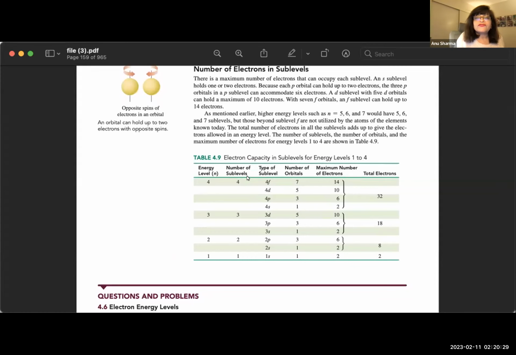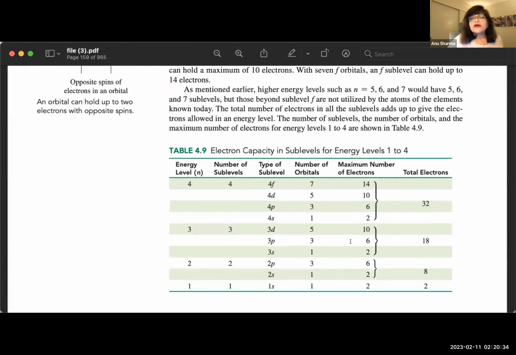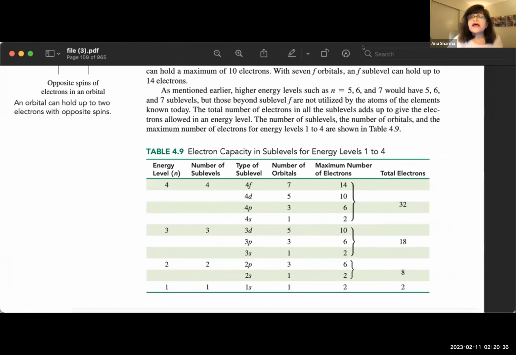Okay, let's see if we can make it a little bit bigger. Yeah, so right here. This table represents the electron capacity. So energy level 1, the name of the subshell is 1s, and the name of the orbital is also called 1s. The number of orbitals present in the s subshell is 1, and only 2 electrons can be accommodated there.